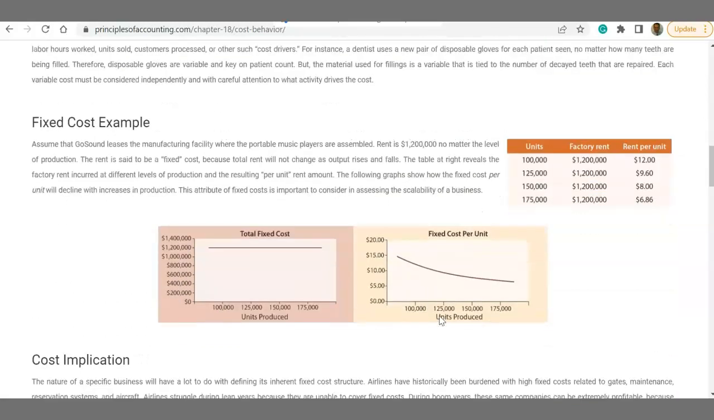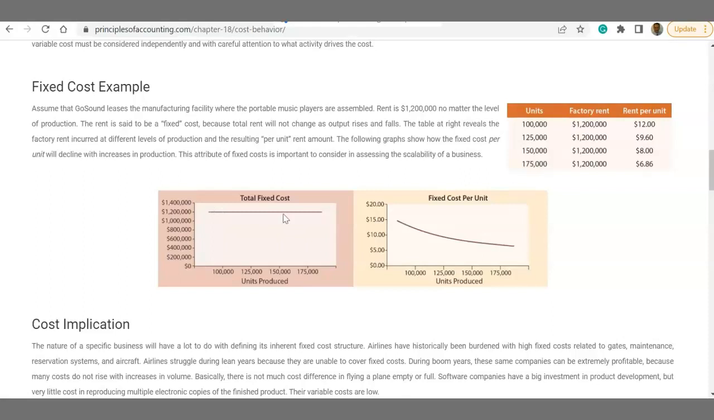Okay, so how about fixed cost? Fixed cost is fixed all the time. Like here, factory rent, $1.2 million, fixed all the time. However, fixed cost per unit will start going lower and lower as the unit production is increasing. By having more units of production, the fixed cost will be divided between more units. Therefore, fixed cost per unit is going down. So fixed cost per unit is changing. Fixed cost by itself is always fixed. Total fixed cost is always fixed. It's not going to change, but fixed cost per unit is changing. So remember that, please.